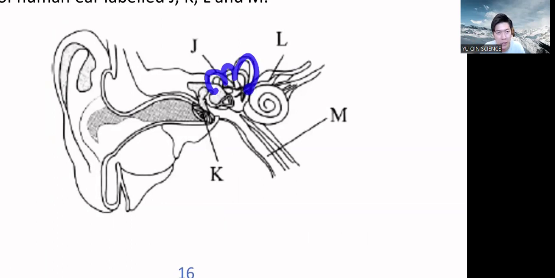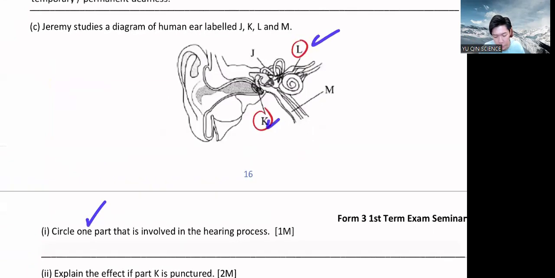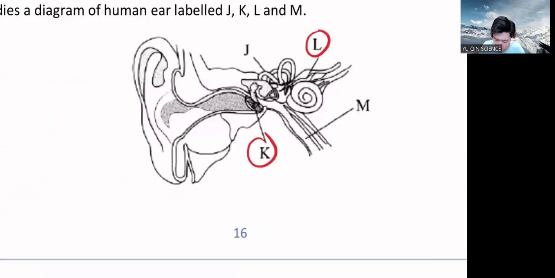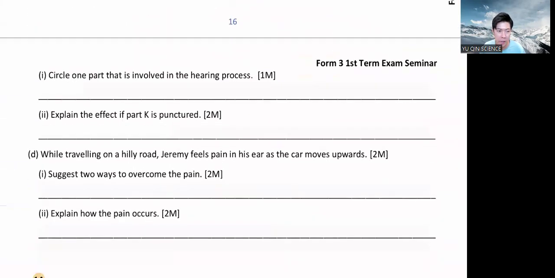By the way, the parts, the labelings, you need to know them first of all. So this one is not, the Eustachian tube is not. Whatever is left over, questions ask you to choose one, so you can just circle one. I circle two for you. I think this is the cochlea, maybe the auditory nerve. This one is definitely the eardrum. So definitely both are considered hearing parts.